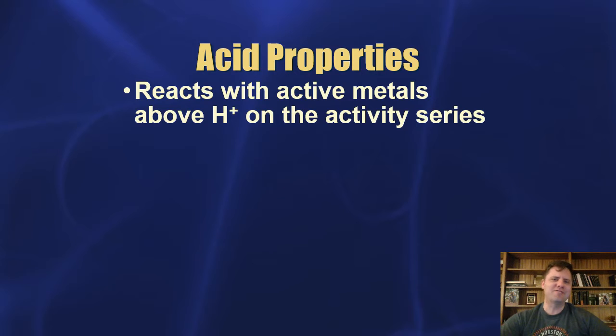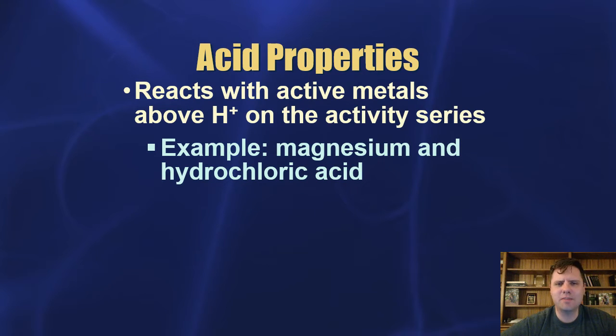They react with active metals above the hydrogen ion on the activity series. An example is magnesium and hydrochloric acid. This is something I would love to show you in class: just a little beaker of hydrochloric acid, and you put a bit of magnesium ribbon into it, and it's a vigorous reaction which releases hydrogen gas. You can test for that hydrogen gas by getting a little pop if you bring a glowing stick inside of that. So magnesium and hydrochloric acid is a great example of this. It will react strongly with magnesium.